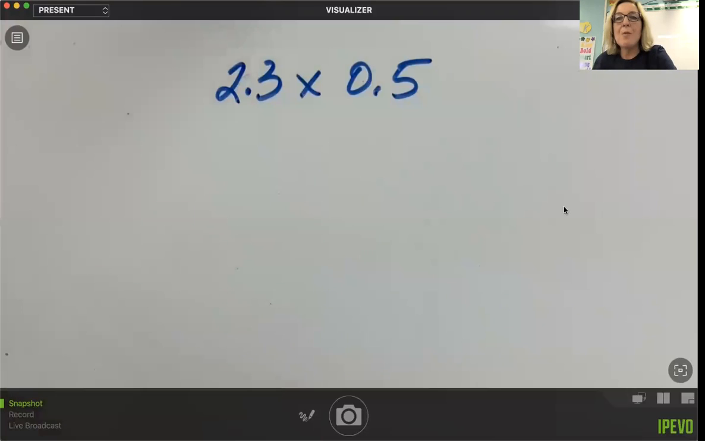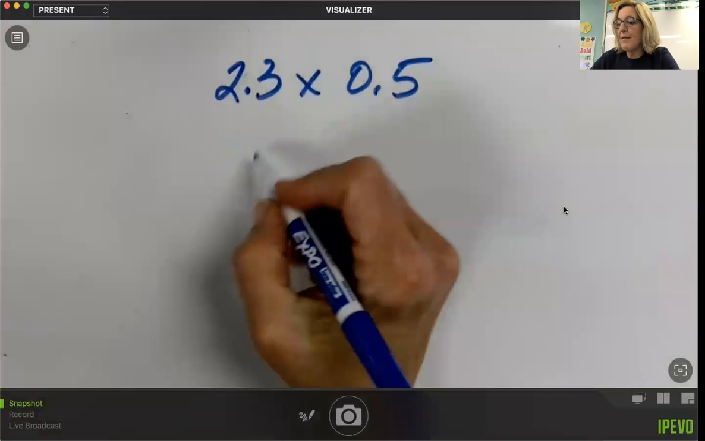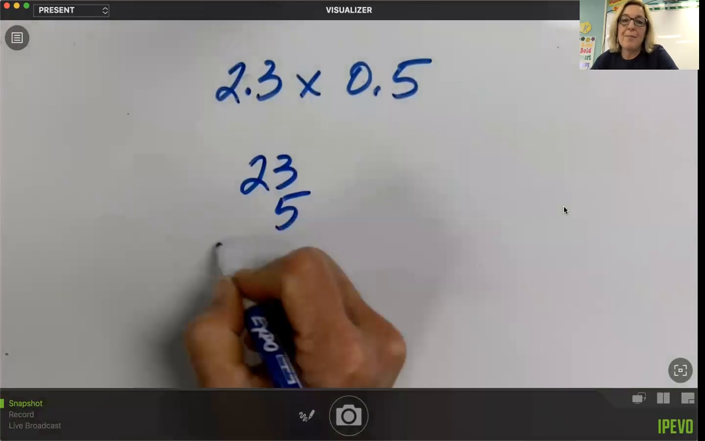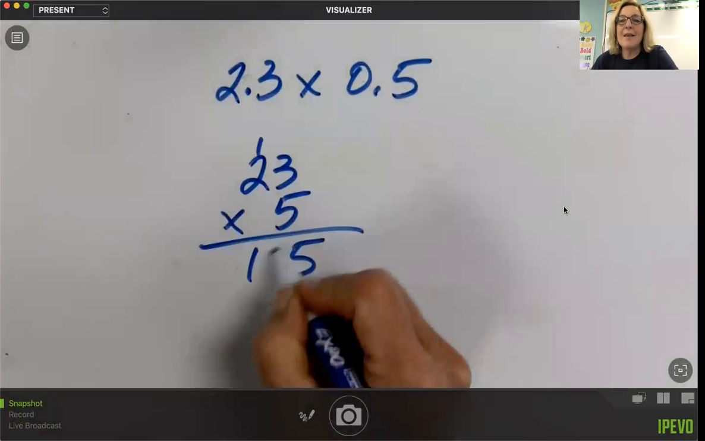All right, so let's look at multiplication then. Multiplication is really just thinking about place value again. You multiply the digits and then you consider the place value. So really what we're multiplying in this case is 23 times 5. So I could do the 23 times 5 just using the standard algorithm, okay? But now I need to think about the decimal.